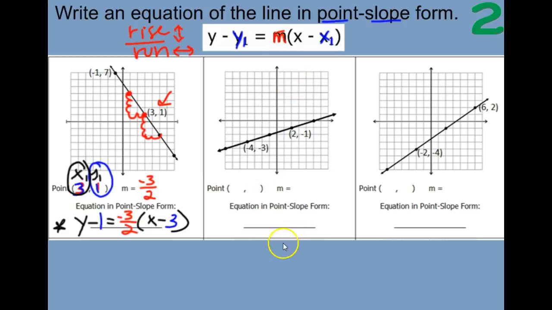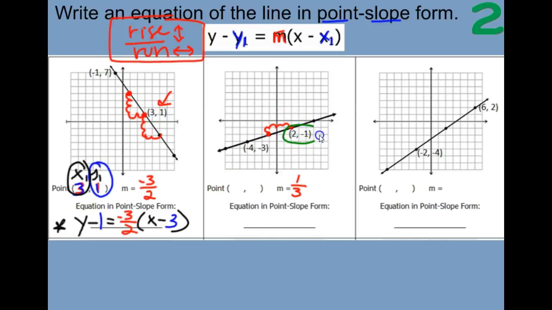So let's look at our next one. I'm going to find our slope first. I'm going to go from this point to this point. So I'm going to count rise 1 and run 1, 2, 3. That was our slope right here, counting rise over run. And then second, we need to pick a point. Any point on this line.